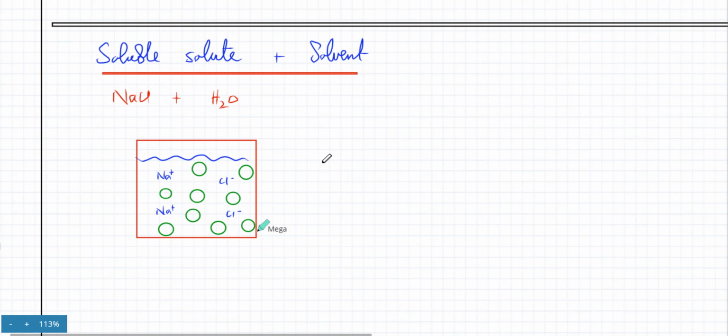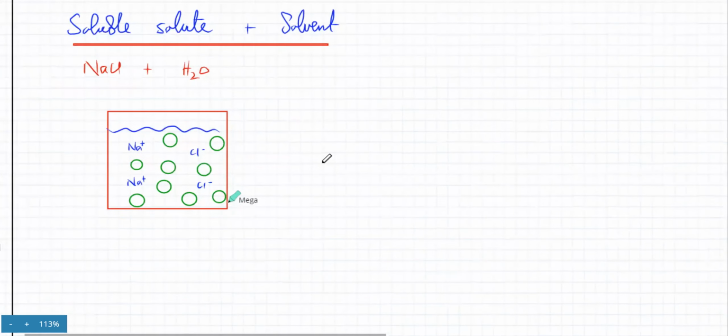Now what happens in this case? What are the different methods of separating these substances? There are several methods. I'm going to take the example of NaCl plus H2O. So NaCl plus H2O, how would you separate them? Can anyone tell me one method of separation?